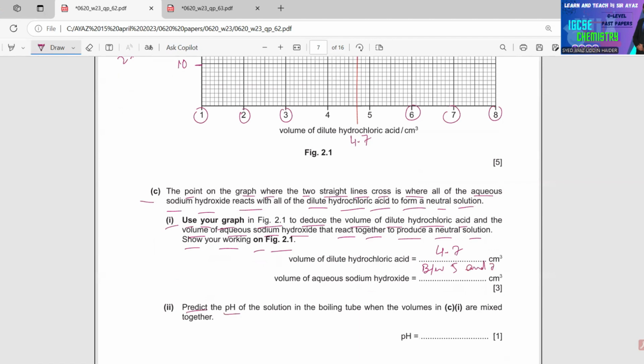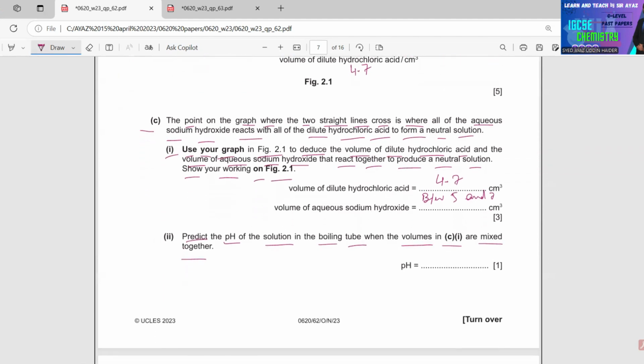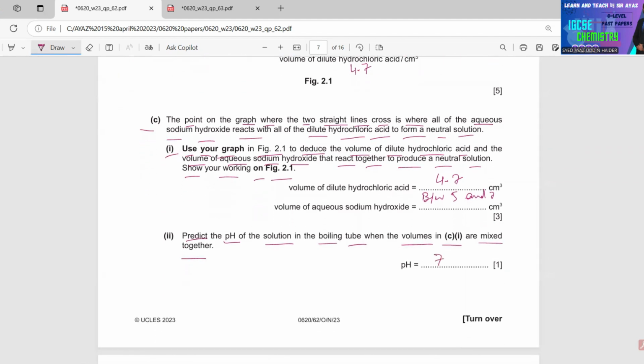Predict the pH of the solution in the boiling tube when the volumes in C1 are mixed together. Definitely they are producing a neutral salt, so you have a pH of 7.